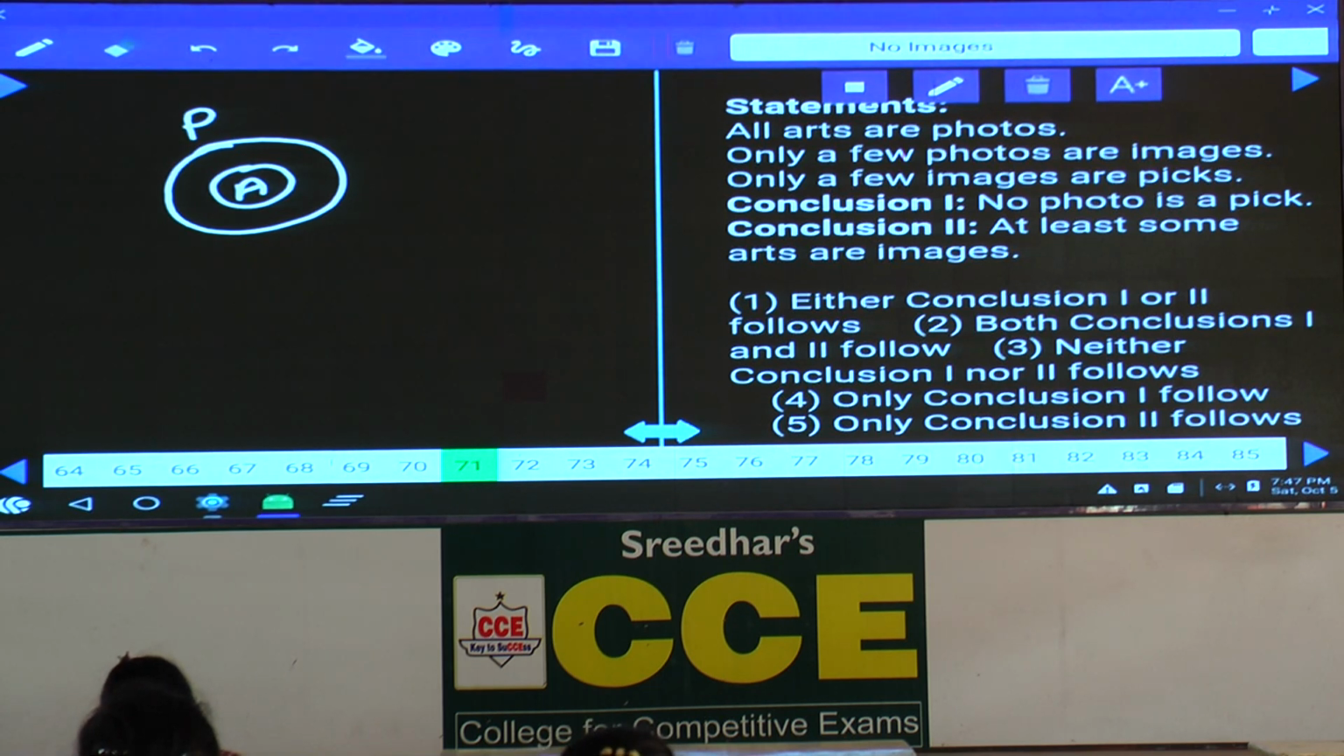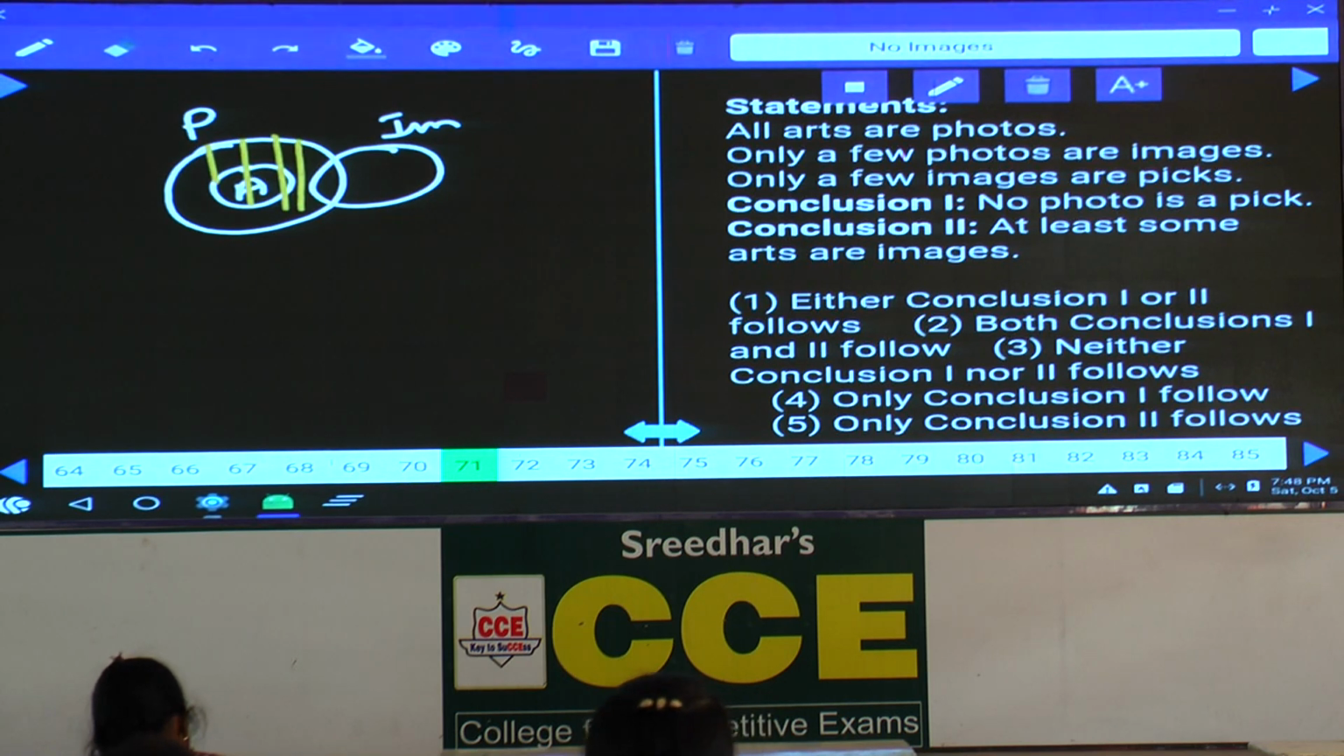Only few means some. That means only some of the photos are images. As only some photos are images, that means there are some photos which are not images. That means all photos cannot be images. There are some photos which are images, and that means there are some photos which are not images. All photos cannot be a part of image, isn't it?